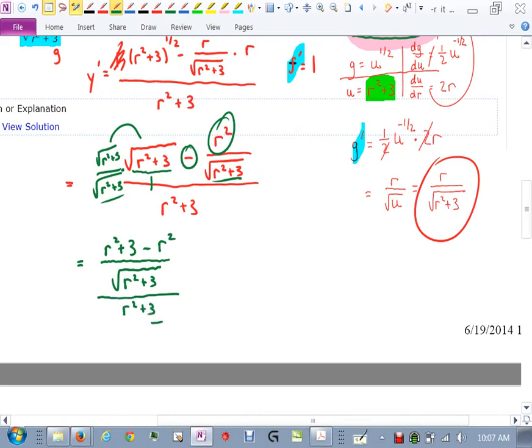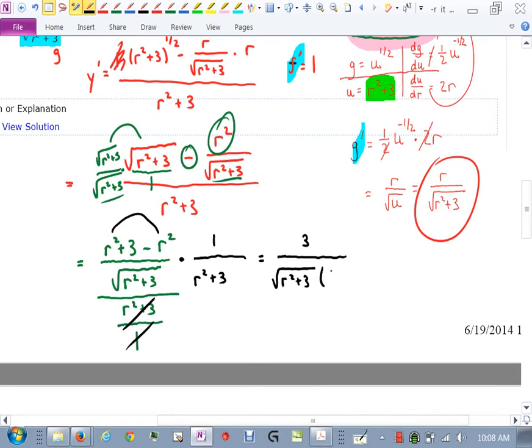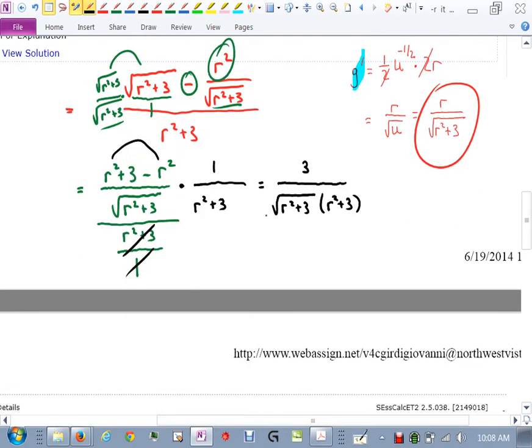And now I have a complex fraction, so I'll write that denominator over 1. And then this is where I come in with that reciprocal, like this. These got flipped up. When I multiply straight across, notice that those r squareds cancel. So I just have a 3 on top. Then on the bottom, I have square root r squared plus 3 times r squared plus 3. You could leave it like that, or you could notice that this is the same as 3 over r squared plus 3 to the 3/2.